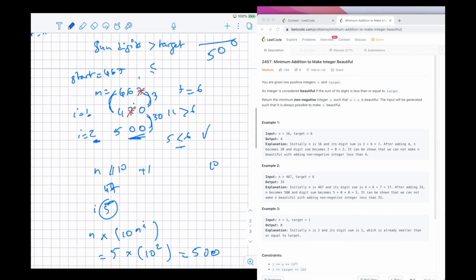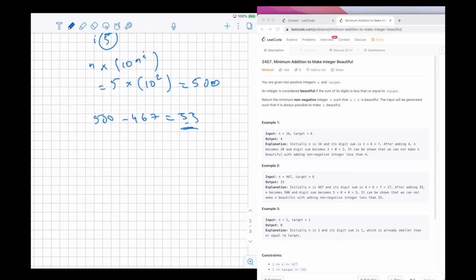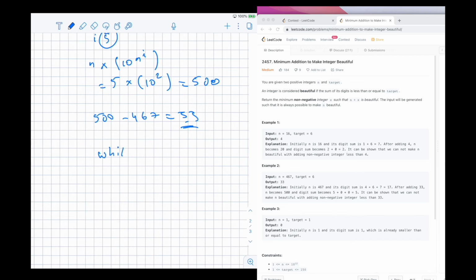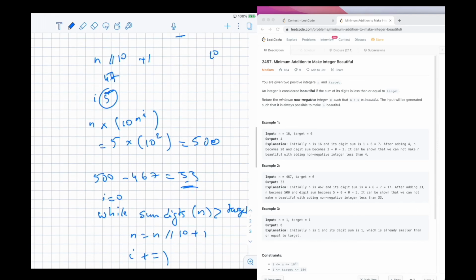And by the way, as I said, you can see here what I did manually is each time I calculate the sum and check if I have my condition smaller than target. If I don't, I repeat. And so what we need to do is do this in a while loop, which says while the sum of digits of n is bigger than target, we will keep trying to reduce n. Then we will do n equal to n divided by 10 plus 1, and then we will increase our i by 1, so that we can multiply by it at the end, so that we can apply this here at the end, right?